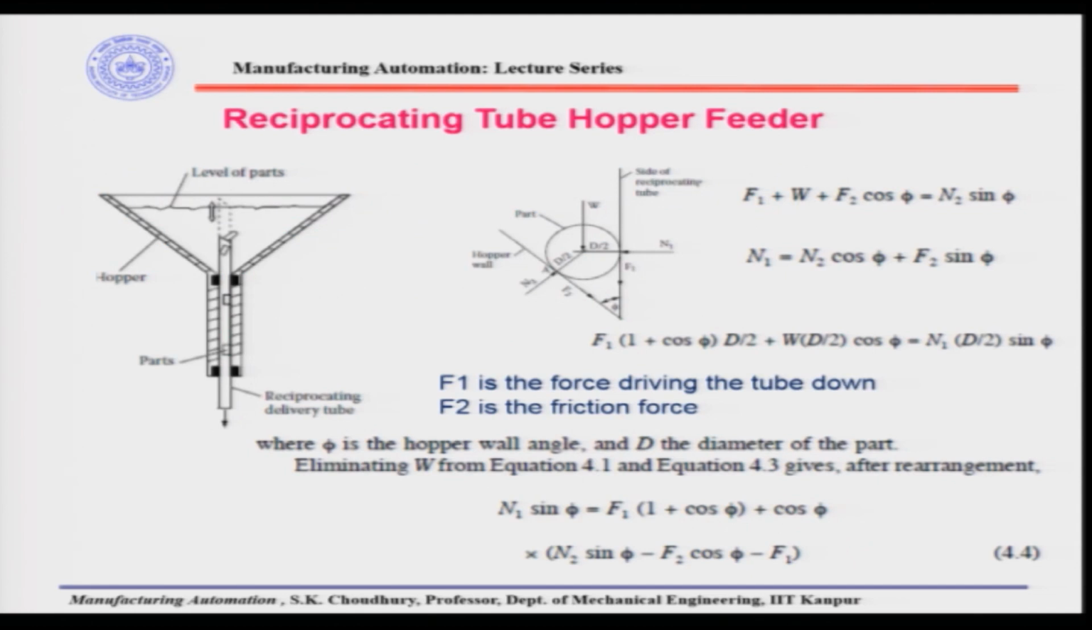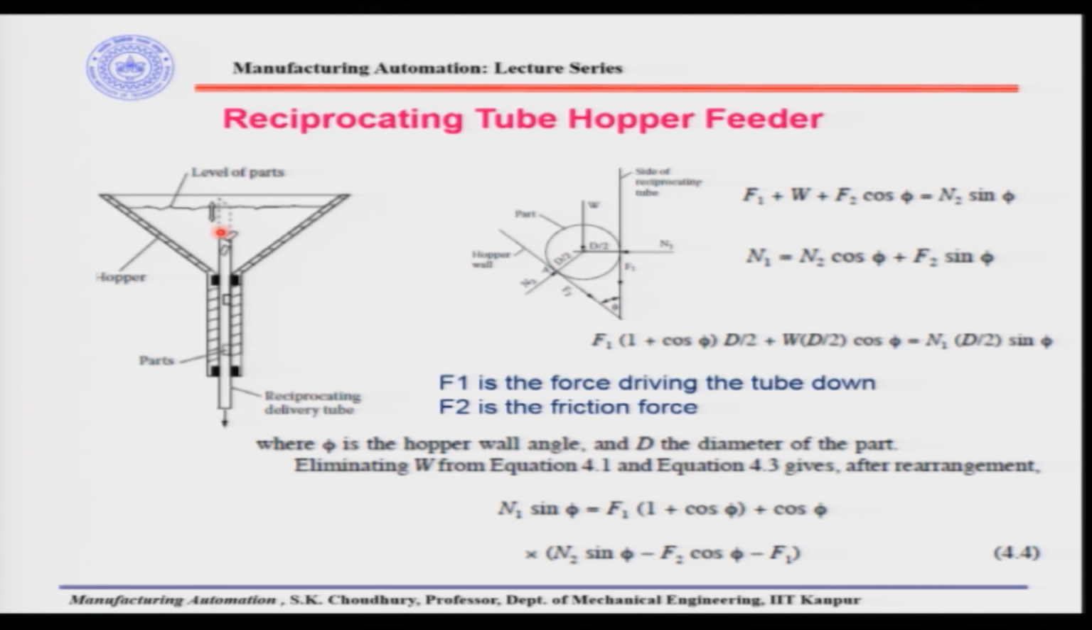Now, our next feeder for small parts. We have discussed the vibratory bowl feeder. The next feeder we will be discussing is the reciprocating tube hopper feeder. How does it work? Here there is a bowl, and the mass of small parts will be inside the bowl. Within the bowl, through the mass of the parts, there is a hollow tube which reciprocates, goes up and down.